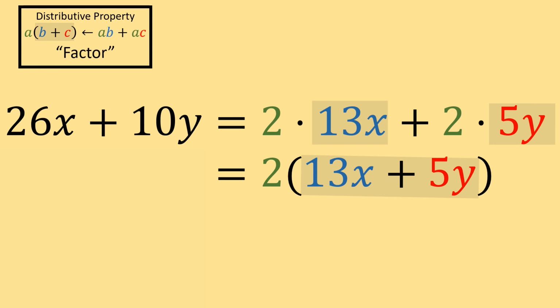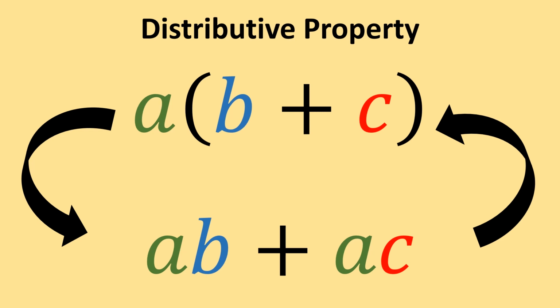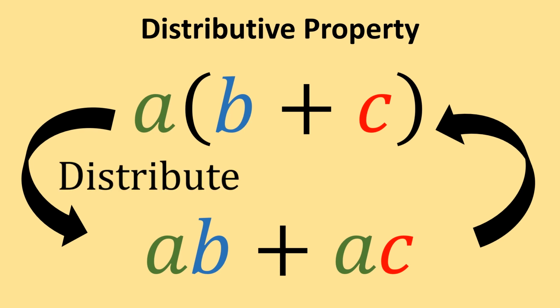And so really the main thing I want you to take away from this video is when you're using the distributive property, you can go in either direction. In one direction, you're usually told to distribute something, and in the other direction, you're usually told to factor something.